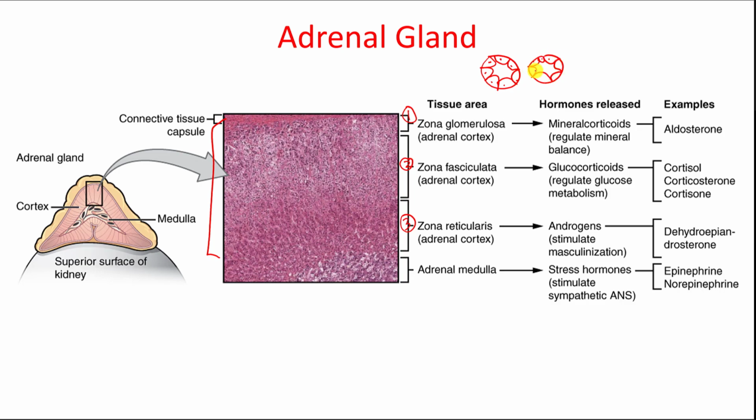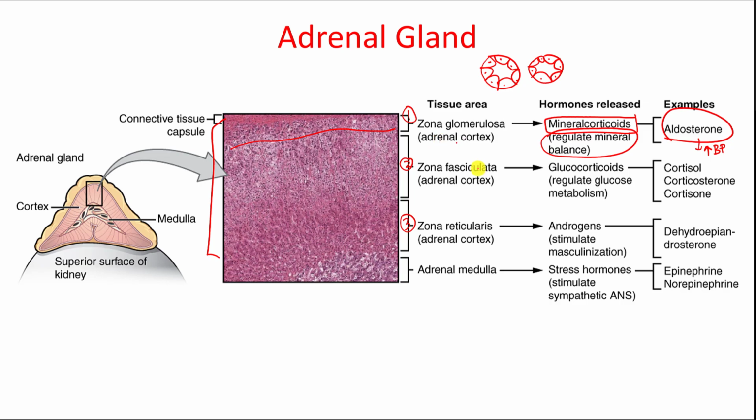This is a very thin region of the adrenal cortex. Now we will see it under the microscope in the lab. From this region, we have a group of hormones called mineralocorticoids. And as the name suggests, those are responsible for regulating mineral balance. And the main one is aldosterone. We will talk about it because it's a very important hormone in increasing the blood pressure. So that is the zona glomerulosa.